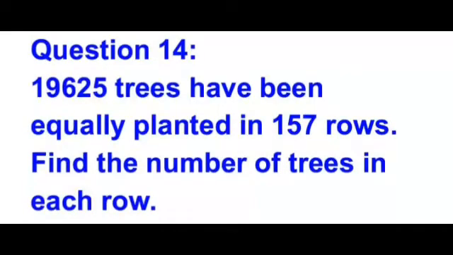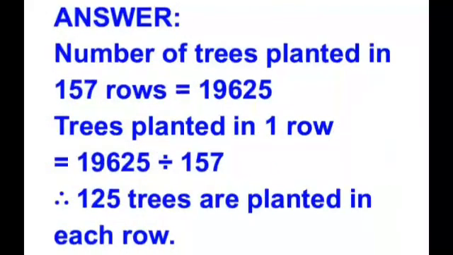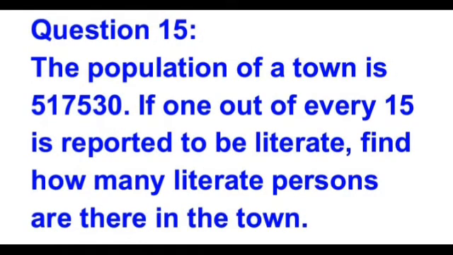19,625 trees have been equally planted in 157 rows. Find the number of trees in each row. Number of trees planted in 157 rows is 19,625. Trees planted in one row is 19,625 divided by 157. Divide by yourself. When we divide, we get the answer 125.